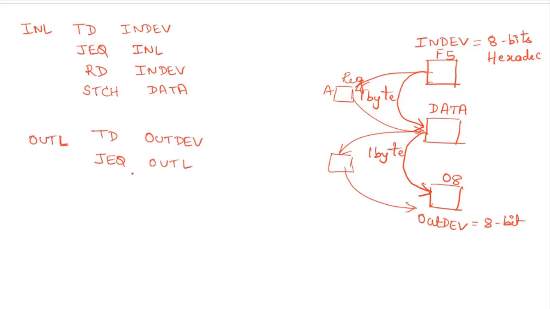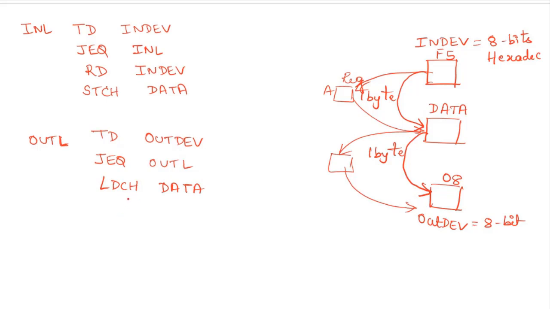So I will make a label for this instruction. This set of instructions will be repeatedly executed until the device becomes ready. When the device becomes ready, CC will be less than. At that point, I will get the data from the memory location data, 1 byte of data.